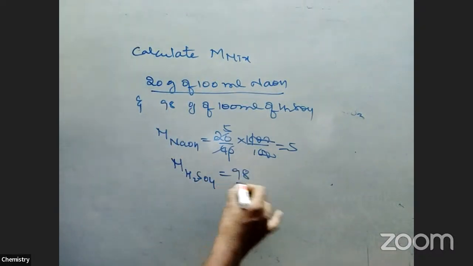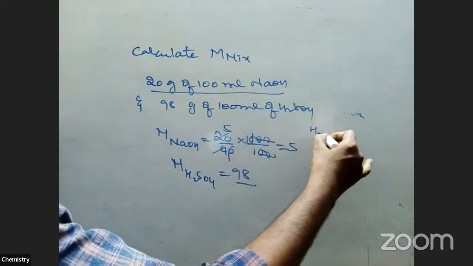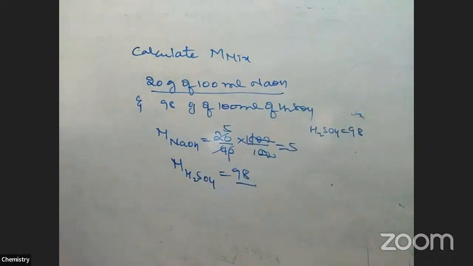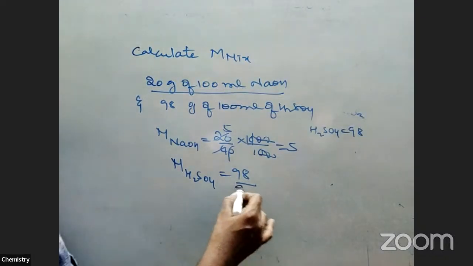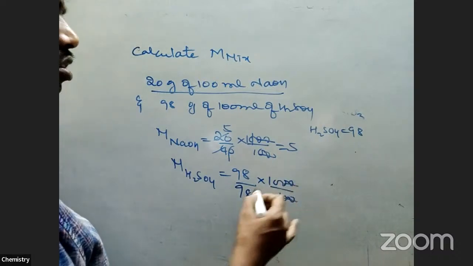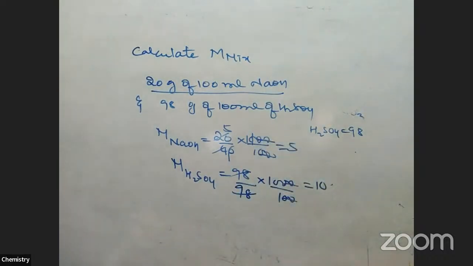H2SO4, what is the molecular weight of H2SO4? H2SO4 is also 98. Hydrogen atomic weight 1, sulfur 32, oxygen 16. So molecular weight is 98. 98 into 1000 by 100. What is the molarity here? 10. So which is higher?